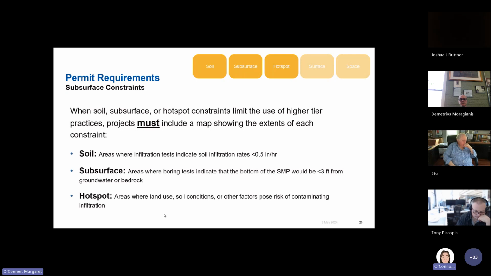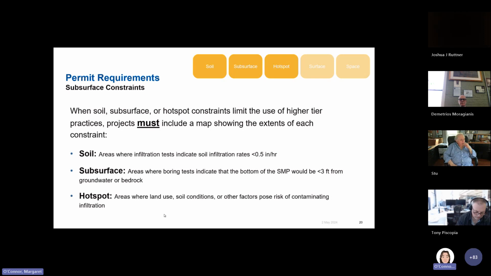Right now we use 3 feet of separation from groundwater, except in Brooklyn and Queens, where we use 4 feet because of the sole source aquifer. That is a state requirement: in areas where there is a sole source aquifer, you have to have a minimum of 4 feet separation from groundwater.